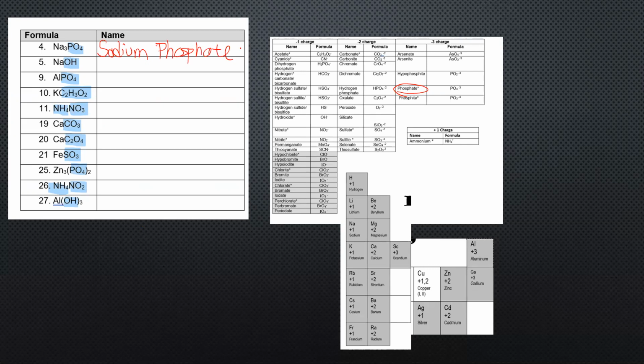Now I'm going to skip to 2 other ones that are a little tricky just to explain. So if we look at number 25, we're going to name our metal, which is zinc. Now this 2 on the outside of phosphate doesn't really matter for the name at all. It's just happening to be the formula that was created with the charges of zinc and phosphate together. So identifying this as PO4 is still going to have us name it phosphate.